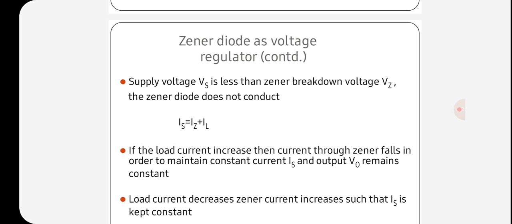In line regulation, series resistance and load resistance are fixed. Only input voltage is changing. Output voltage remains the same as long as the input voltage is maintained above a minimum value. So, percentage of line regulation can be calculated by delta V out by delta V in into 100, where V out is the output voltage and V in is the input voltage, and delta V out is the change in output voltage for a particular change in input voltage delta V in.